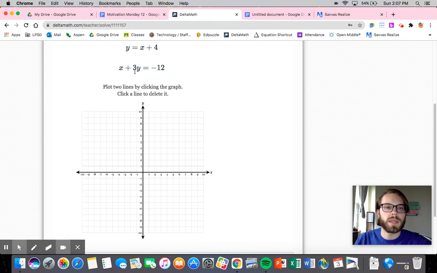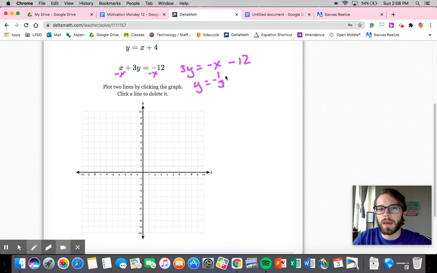So I'm going to put this into standard form to start. I'm sorry, into slope intercept form. So I'll subtract x from both sides. I get 3y equals negative x minus 12. I'll divide by the 3. I get y equals negative 1/3 x minus 4. And then I have y equals x plus 4.